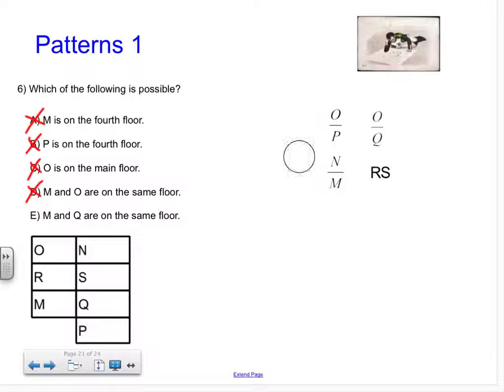And let's make sure this matches up with the conditions. So O is on top of P, check. O is above Q, check. N is above M, check. And R and S are on the same line. Beautiful. So E is the correct response.